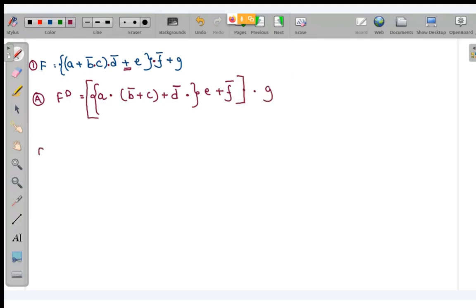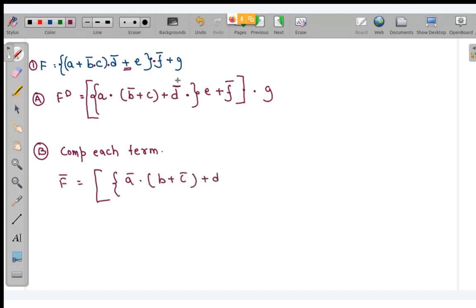Now next step is what? I want to calculate the complement, so complement each term. So F complement will be A complement dot B plus C complement plus double, D complement complement, so that will be D, E complement plus F whole, whole G complement. So this will be the complement of this function.